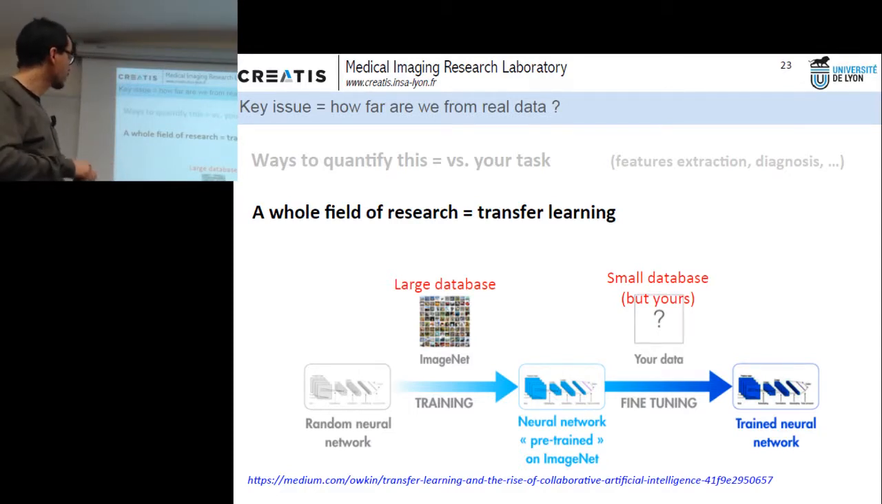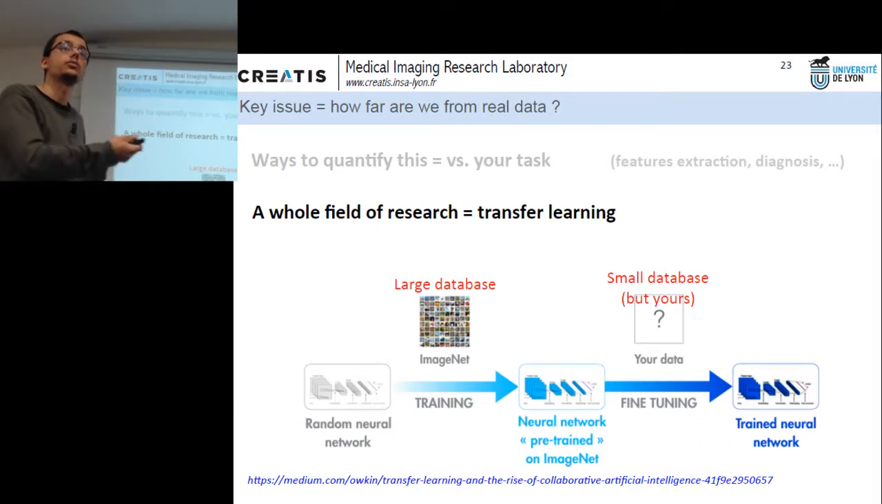So the idea of transfer learning, in a very simple way, is that you are able to train your algorithm on a given database for which you may have many data. This should be real data or synthetic data. And you would like to then apply your pre-trained network or algorithm on your data, which is a much smaller database. And the key issue is bridging together these two populations.